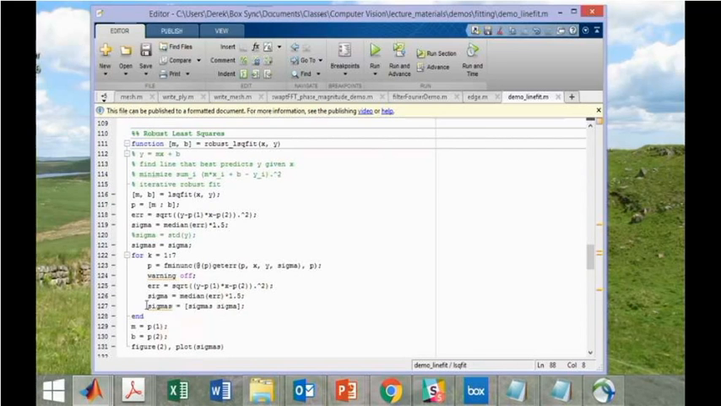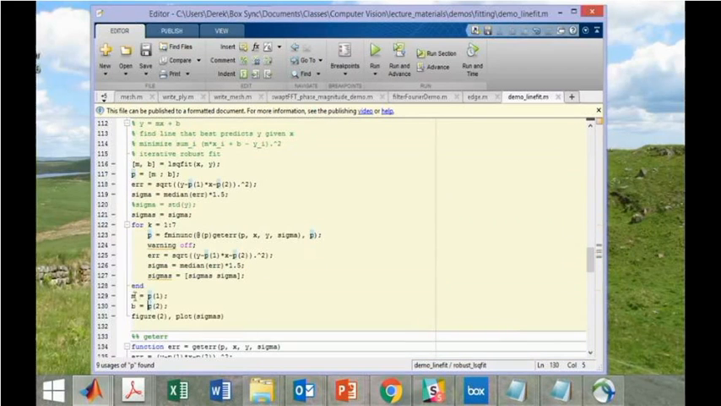This is not generally a good thing to do. It means that I'm dynamically expanding my array, which means that MATLAB is going to copy a new array and then fill it in. But it's fine right now. Then I get my m and b from this, and then I'm plotting it. OK, so let's show how they work.